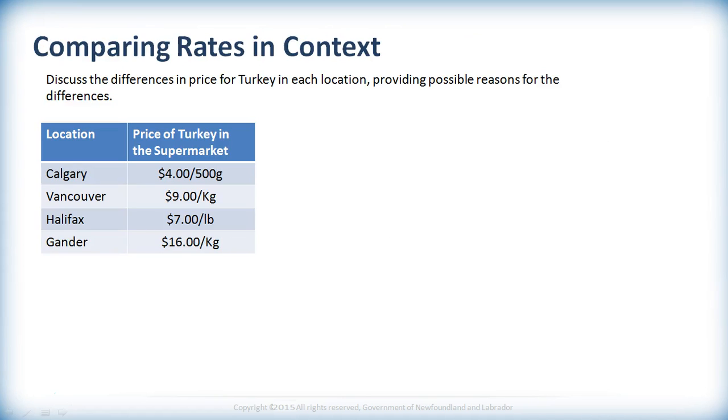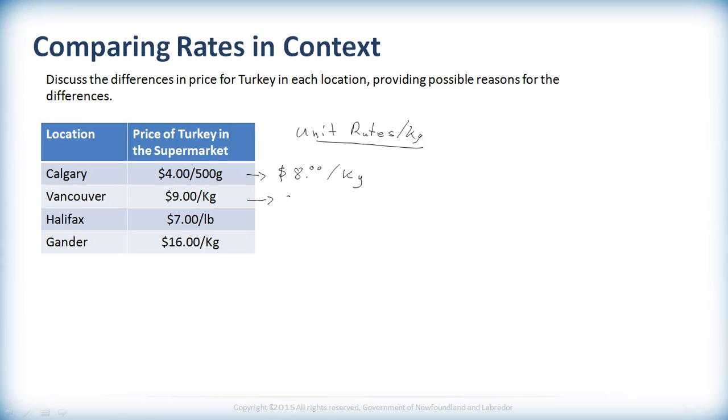Discuss the differences in prices for turkey in each location, providing possible reasons for the differences. Let's look at these. Calgary, we're looking at $4 for 500 grams for turkey. So what's that? Let's get them all per kilogram for unit rates. Let's get unit rates here per kilogram. So 500 grams is half of a kilogram, so I guess it's going to be $8 for a whole kilogram.